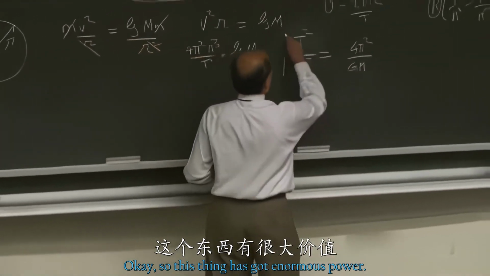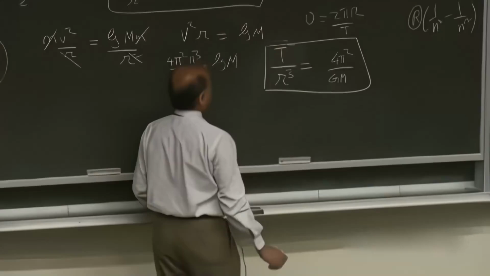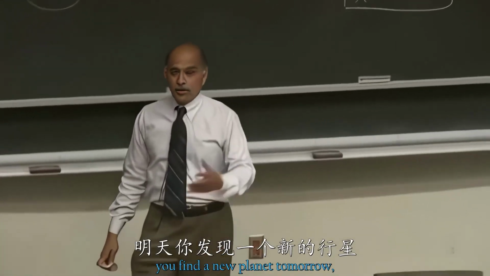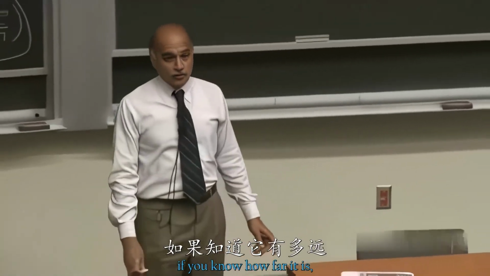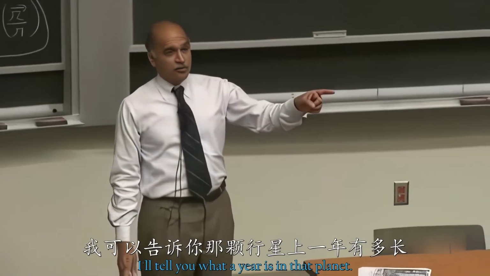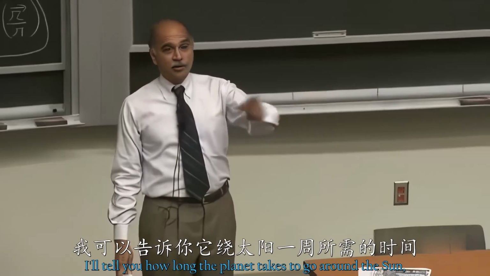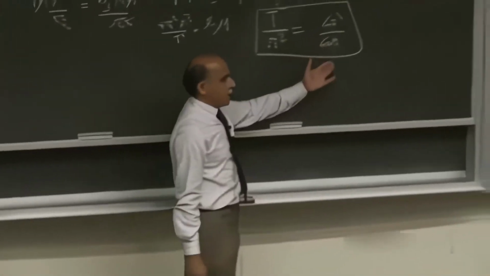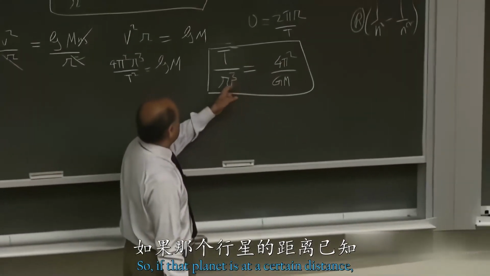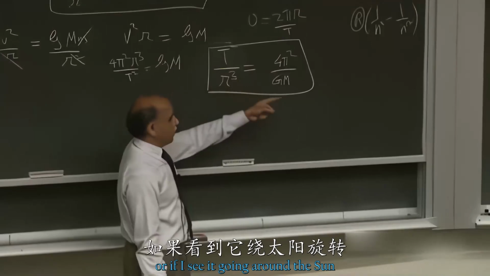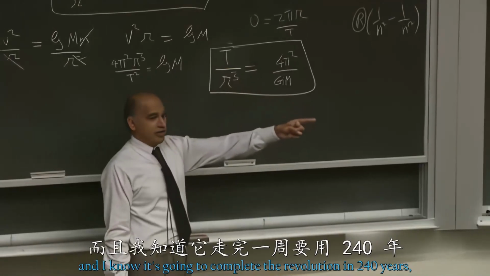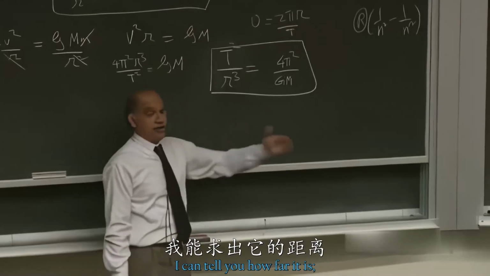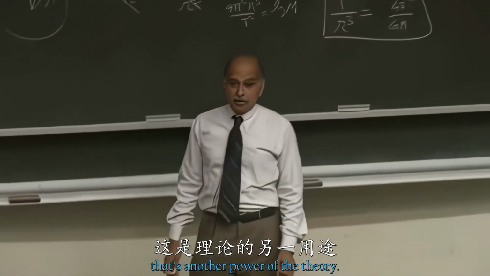This thing has enormous power. It tells you, if you find a new planet tomorrow, and you know how far it is, I'll tell you what a year is on that planet. I'll tell you how long the planet takes to go around the sun, because t squared over r cubed is known to me. So if that planet is at a certain distance, I can tell you the time period, or if I see it going around the sun and I know it's going to complete a revolution in 240 years, I can tell you how far it is. So that's another power of the theory.